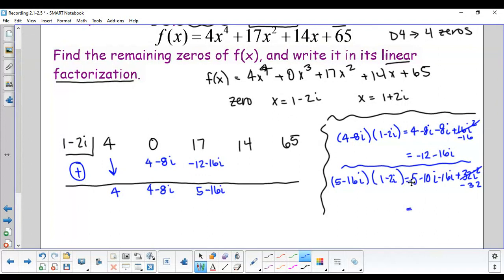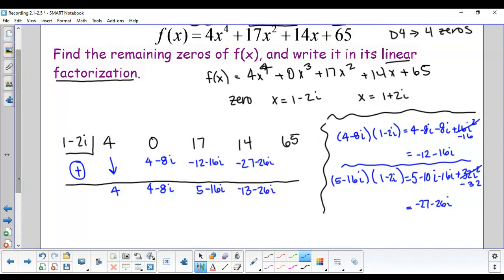So we now have 5 and negative 32, which is negative 27, and negative 10 and negative 16, which is negative 26i. So I'm going to put that under the 14. So negative 27 minus 26i. I'm going to add these up. And when I do this, I got negative 13 minus 26i.